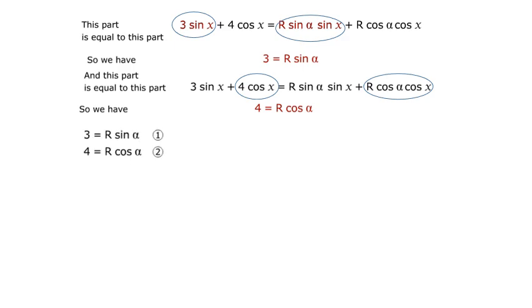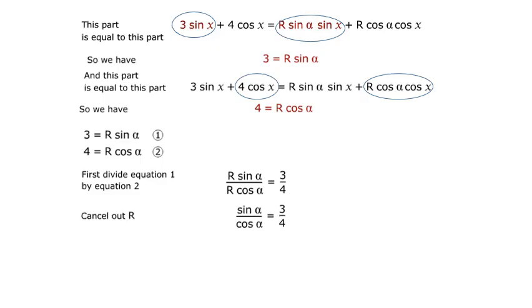So here are our 2 equations. We're going to now solve them as simultaneous equations. The trick with this one is to divide them. Dividing them is really helpful because the r's will cancel out and sine over cos is tan. So we end up with tan of alpha equals 3/4, and then obviously from your calculator you can do shift tan of 3/4 to get your alpha value.